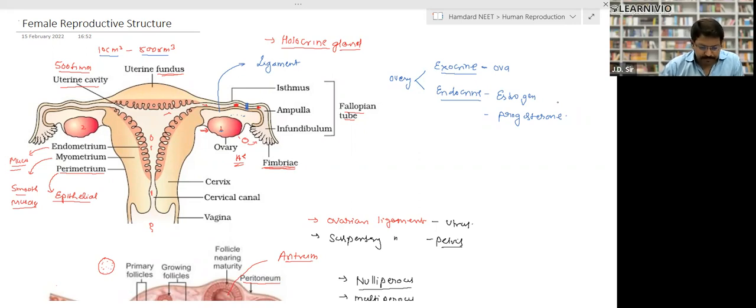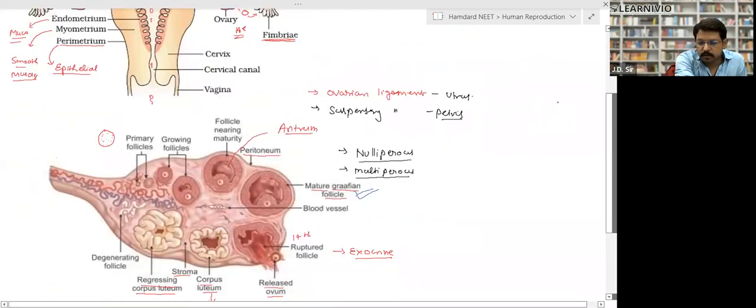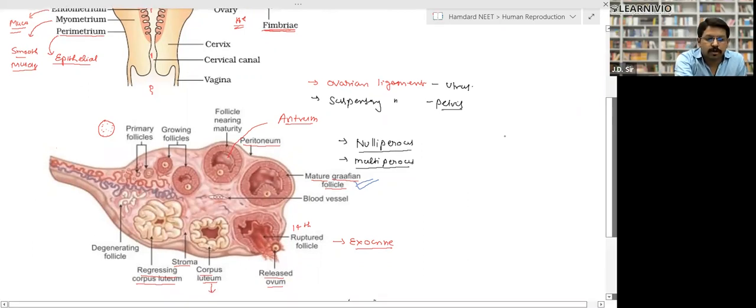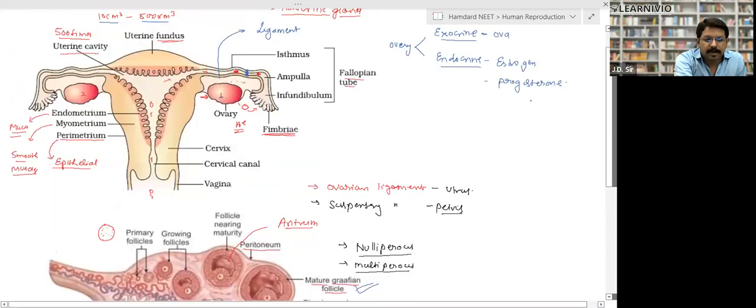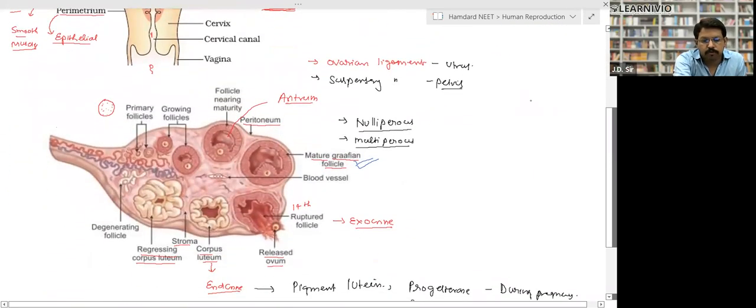Next point. Now, before going deeper, I want to tell you the structure of the ovary. Look, this is the enlarged structure of the ovary. Here I have shown you the detailed structure of the ovary.